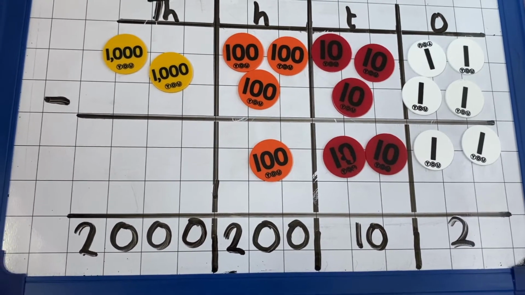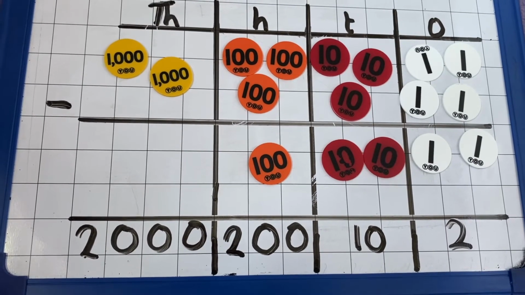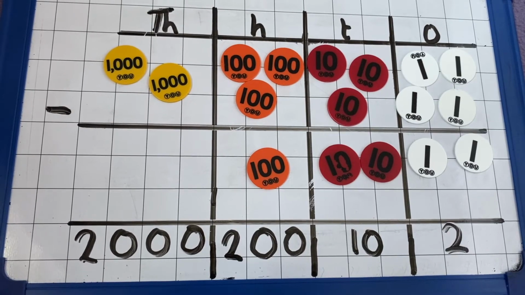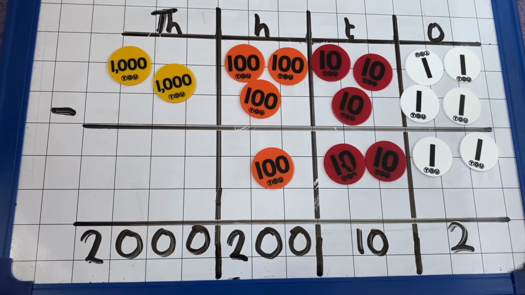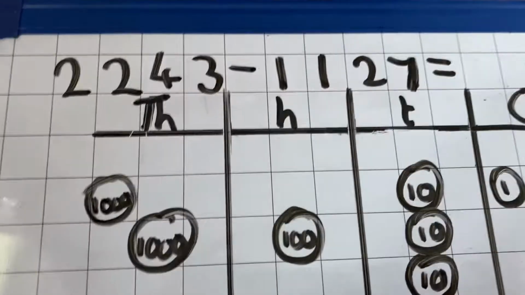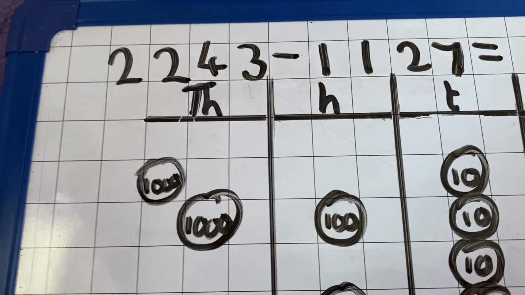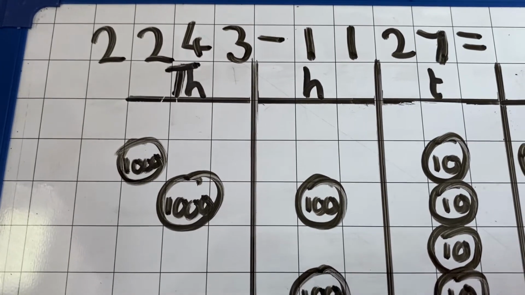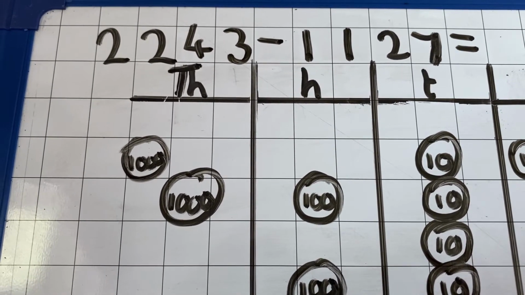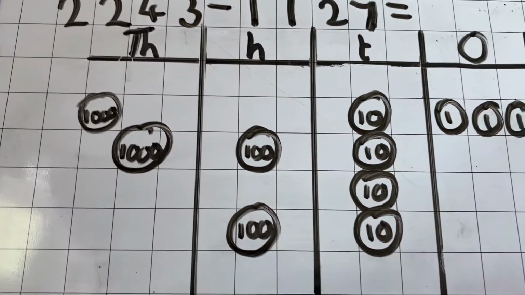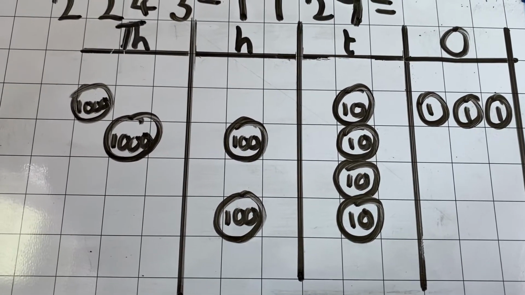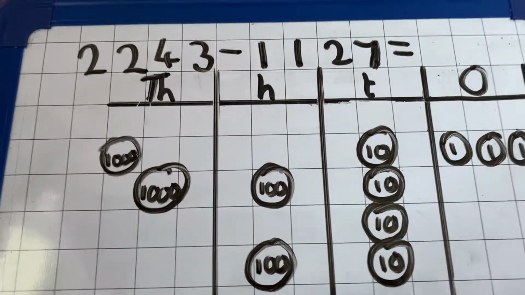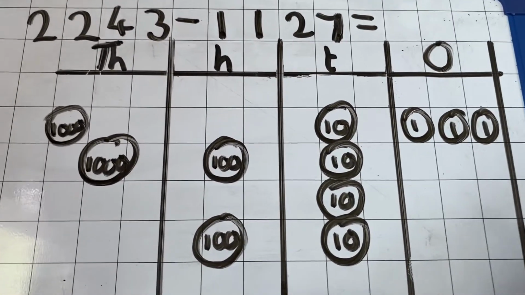In this example, we didn't have to make any exchanges, but in some, children will have to make exchanges and take and make to make sure that the answer is correct. Children in Year 4 will then move on to using pictorial methods to support their understanding with subtraction. For example, here we have 2,243 in a place value grid. We need to subtract 1,127.